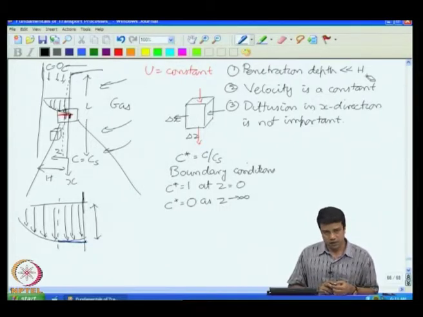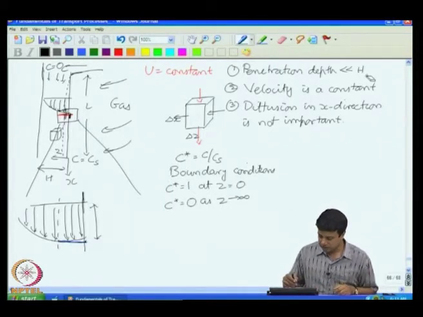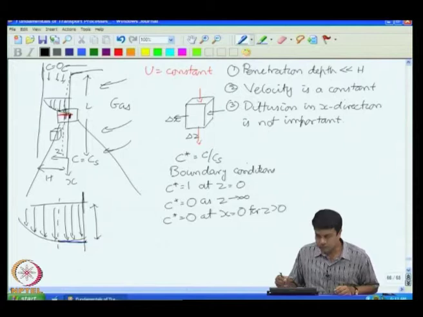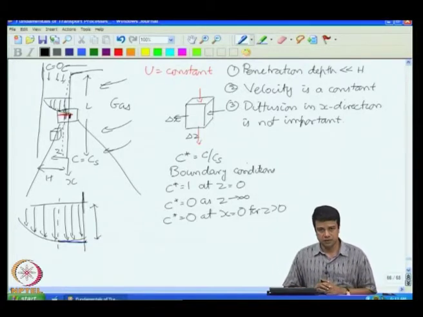In addition, I also have a condition for x. That is that the concentration is 0 at x is equal to 0, because the film is just entering the contactor at that point, and therefore, the concentration has got to be equal to 0 at x is equal to 0 for z greater than 0. So, that is the third boundary condition that I will use, that the concentration has to be 0 at the point at which the fluid is entering into the contacting chamber. So, these are the three boundary conditions.